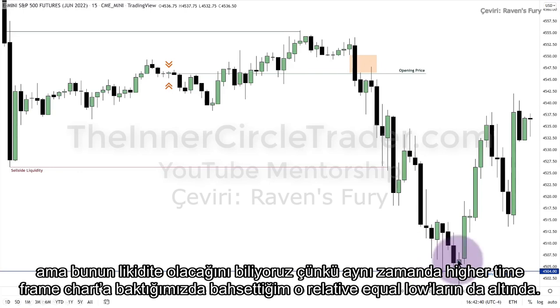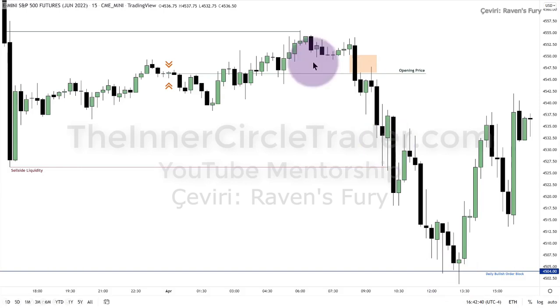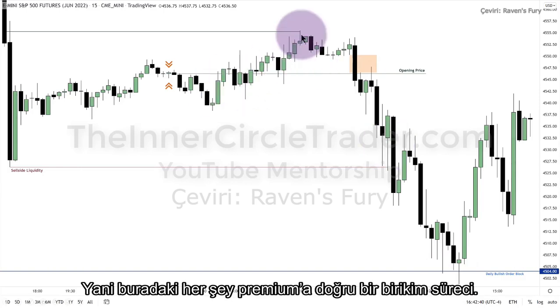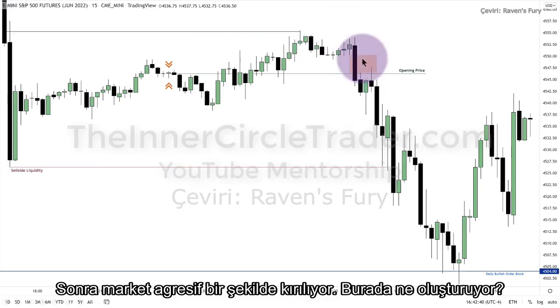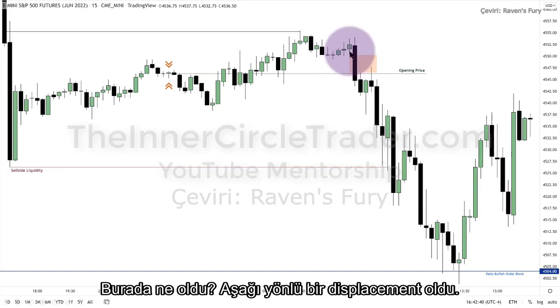But we know that this is going to be a draw on liquidity because it's also below those relative equal lows that I mentioned when we were looking at the higher time frame chart. So all of this here is a buildup into a premium. The market then breaks aggressively. What did it create here? What happened here? We had a displacement down.